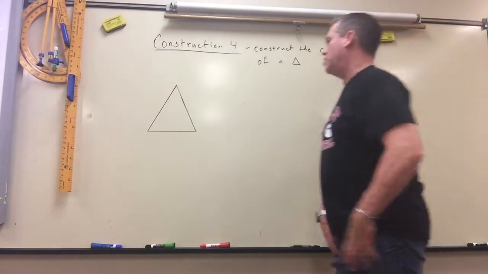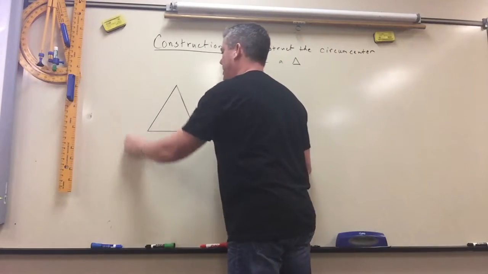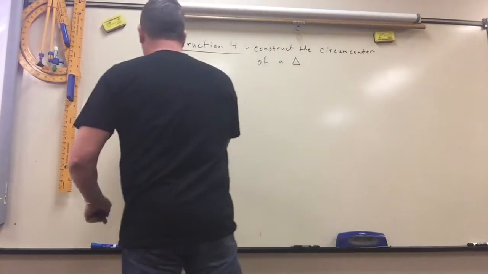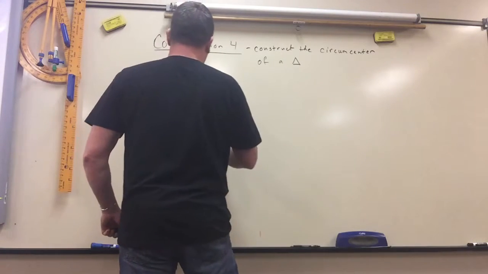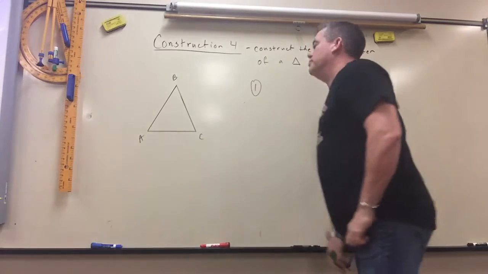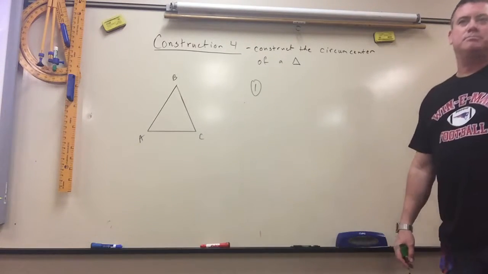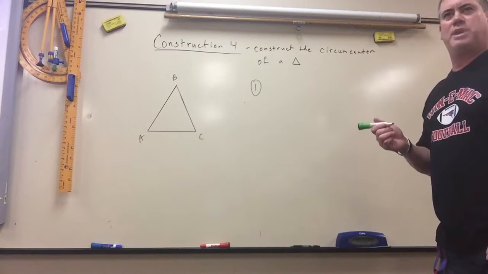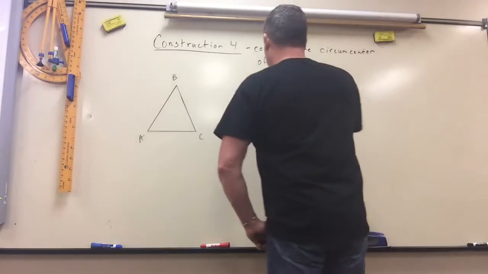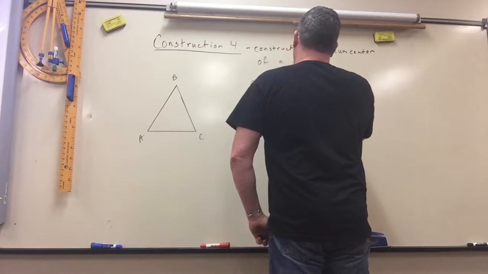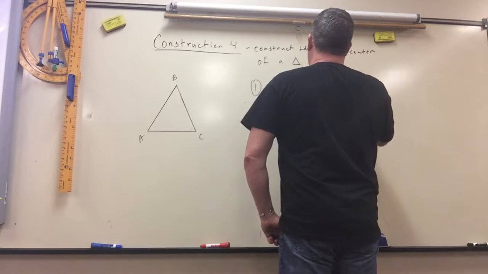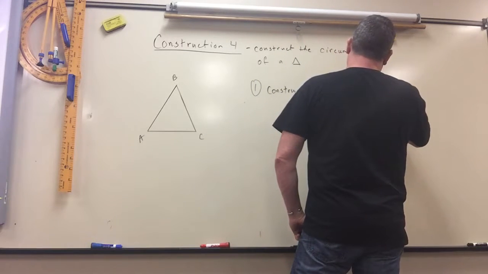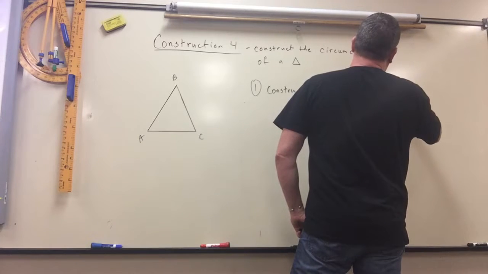So start off with some sort of a triangle. You need a little bit of room around it, but not a whole lot. And then label the 3 points A, B, C. So these steps are quite a bit shorter to write than the other ones because we've already learned this. So the first step is construct the perpendicular bisector of any side.